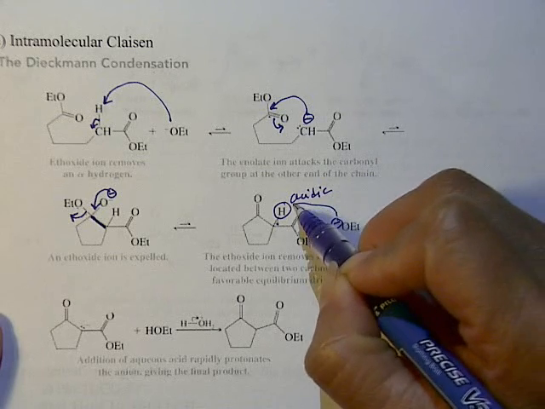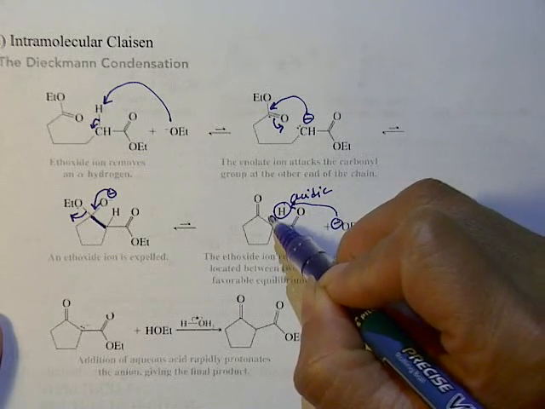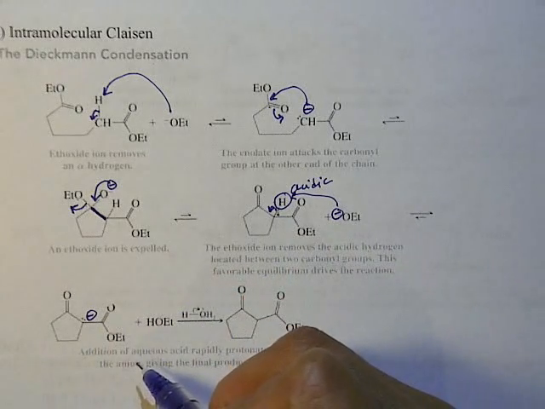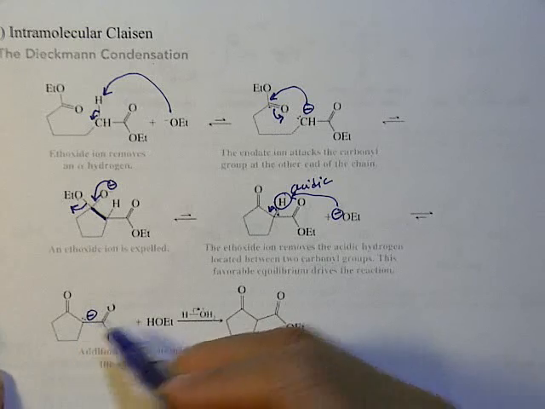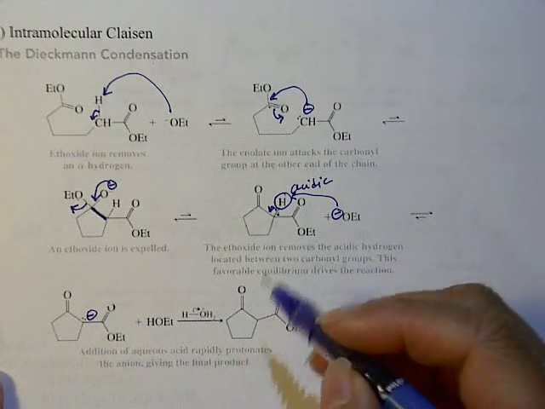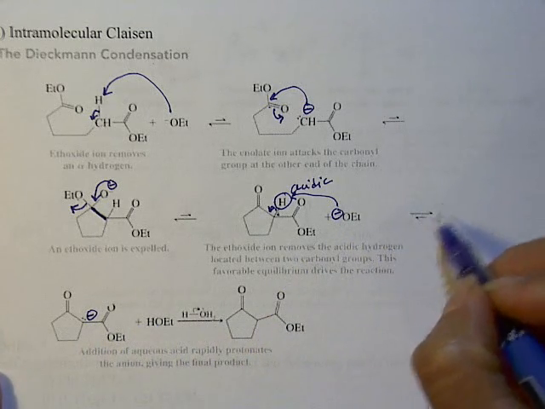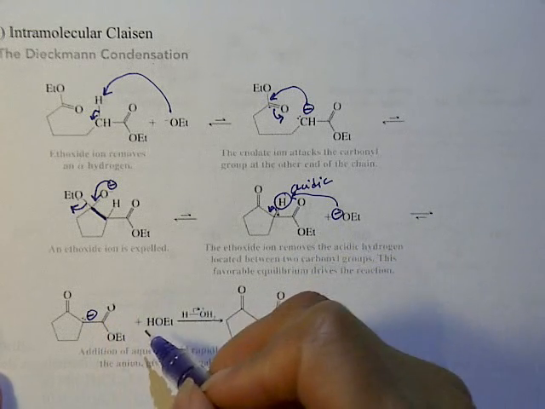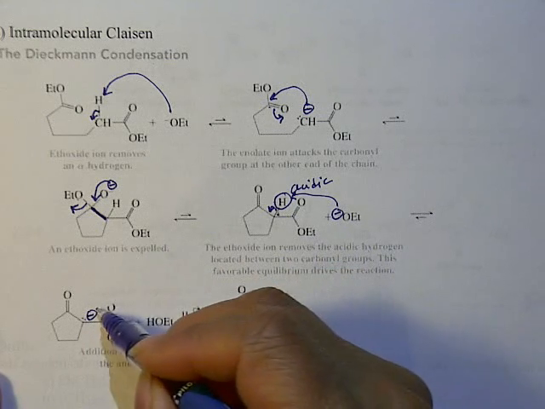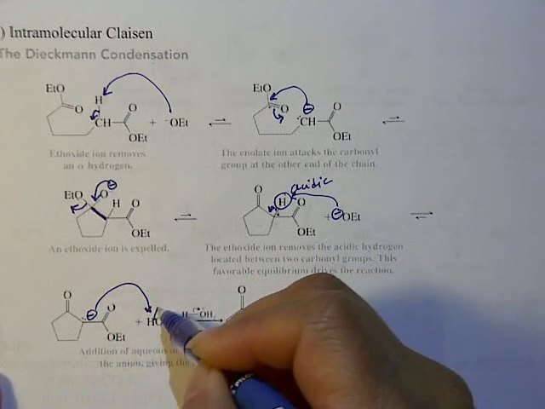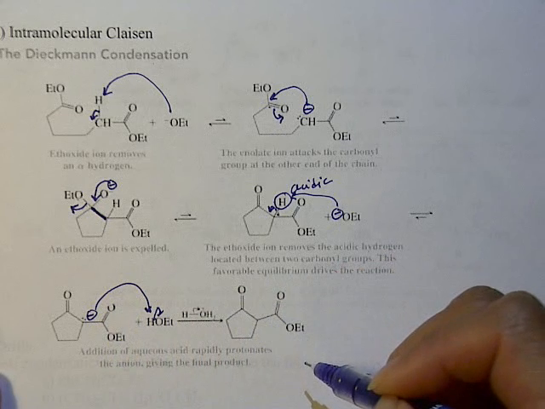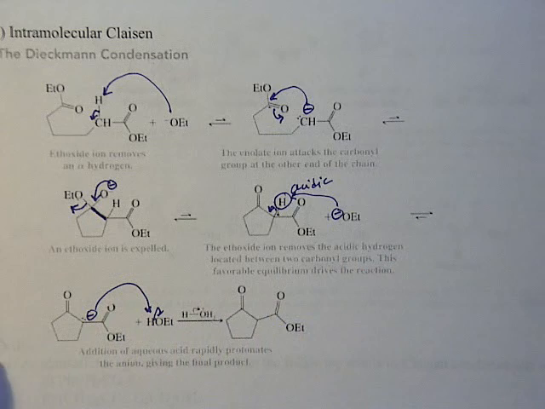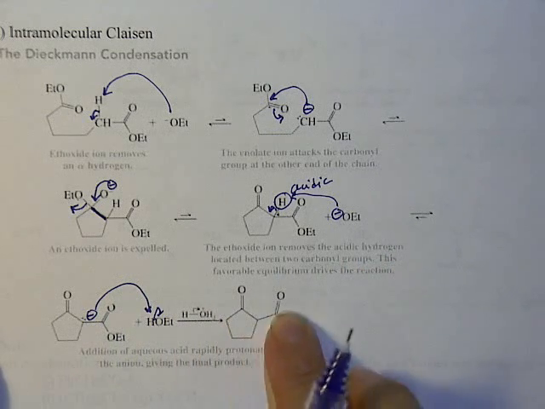So the base is going to go and grab that and form an enolate anion that is in between the two carbonyls, which drives the reaction to that, because this is a very stable compound. And then if you protonate it, then you get the neutral product, which is a beta keto ester.